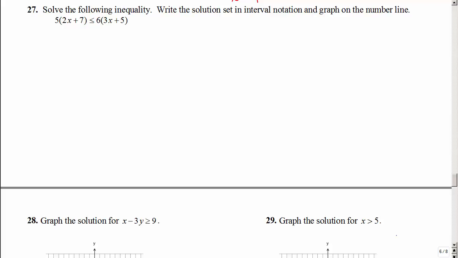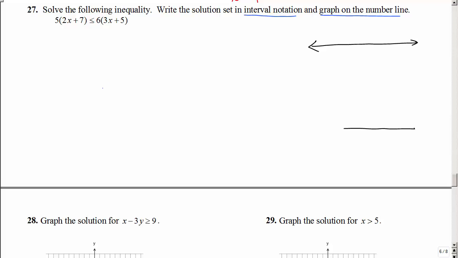The next few problems deal with inequalities. Number 27, we're asked to solve. We're supposed to write the solution set in interval notation and graph it on a number line. And on the final exam, a number line will be provided, but that's all it looks like. There's no numbers or anything. And then it'll have an answer blank.